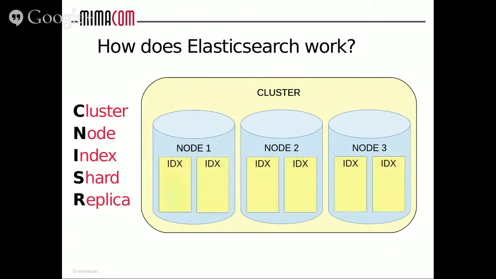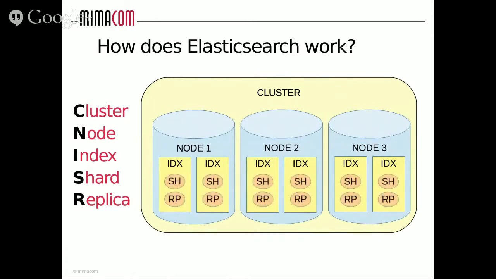Inside these nodes, we will have some indexes. You need to think of an index like the packaging where we are going to store all the information. Imagine in this case we are dealing with some logs, one log for Apache, another log for syslog. Each log will be in a separate index. And then inside these indexes, we will have shards and replicas.